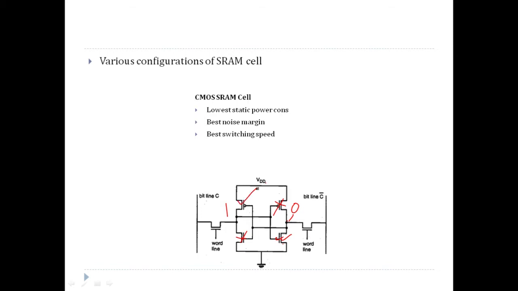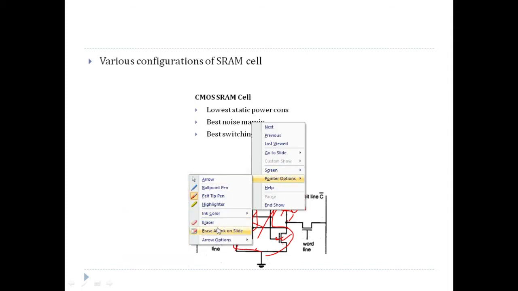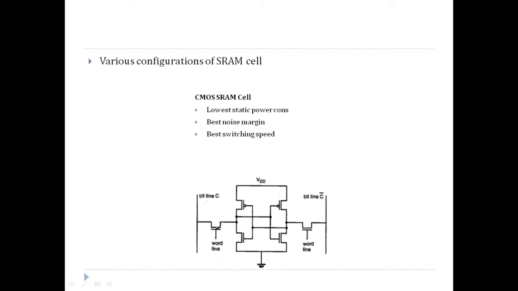Now you can see in any of these cases there is no branch from VDD to the ground. There is no path from VDD to ground, because one of the transistors is always off, even if you consider 0 stored in the cell or 1 stored in the cell. So the power consumption is almost 0. The only power consumption is due to the leakage current, and specifically through PMOS.